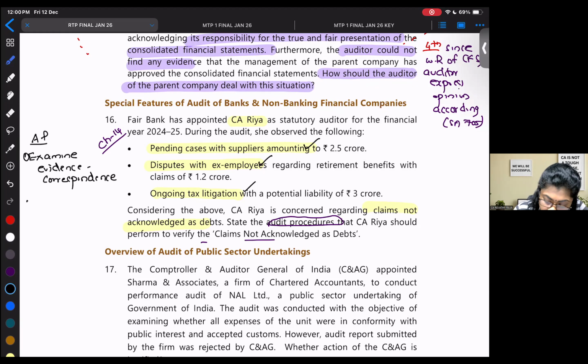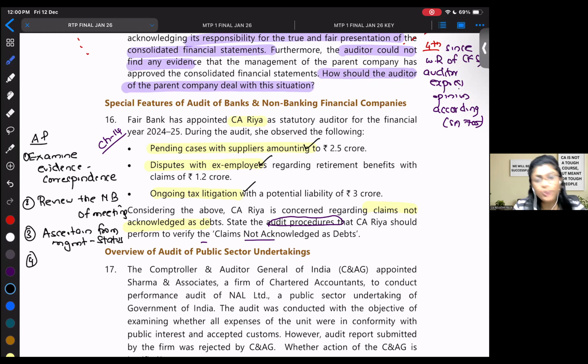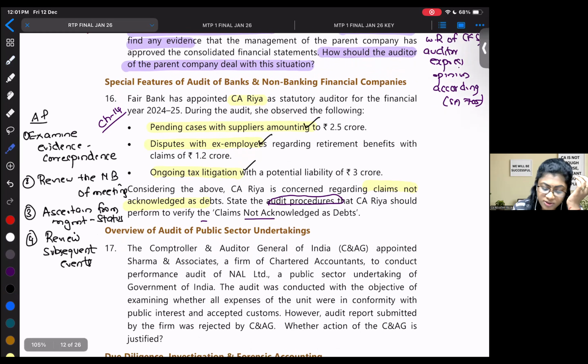That's the first one. Second point is, whenever there is an issue, they will discuss it in the meeting. So review the minutes book of meetings. Now you have to obtain management representation. Ascertain from management the status of the case. And one more thing: 31st March it was there. What happened subsequently in April, May? So also review subsequent events. So that's it. For claims not acknowledged as debt, first you verify the correspondence, then how it was reflected in the minutes book, then you ascertain from management the status of the case, and finally you review the subsequent events. That's it.